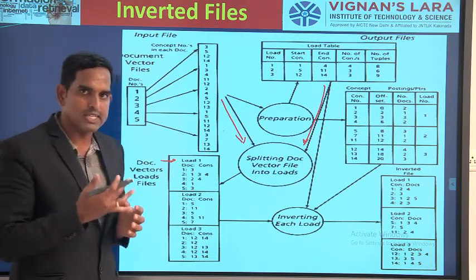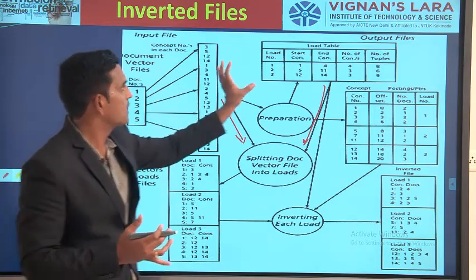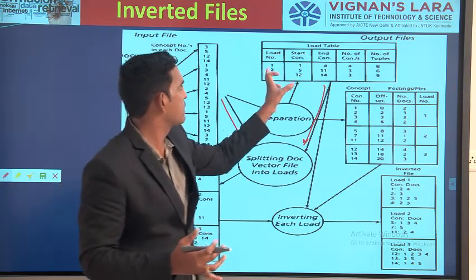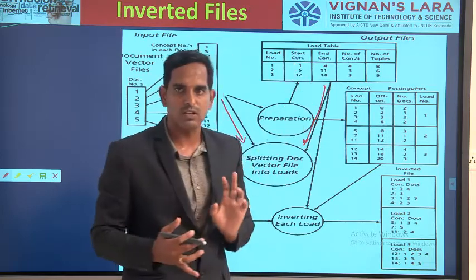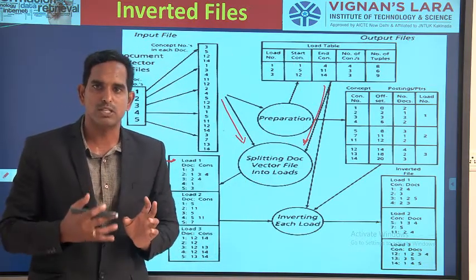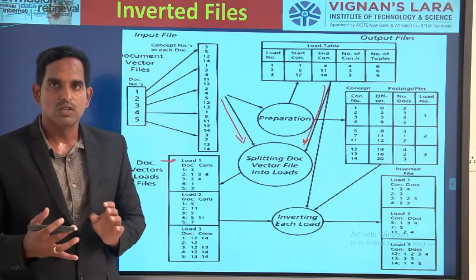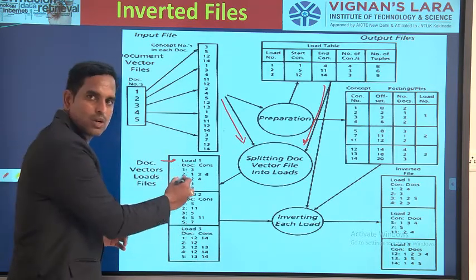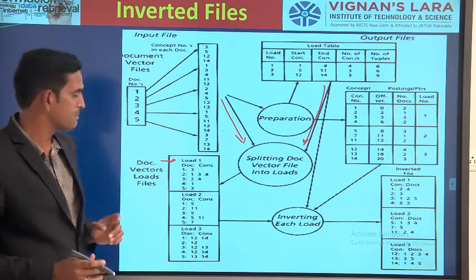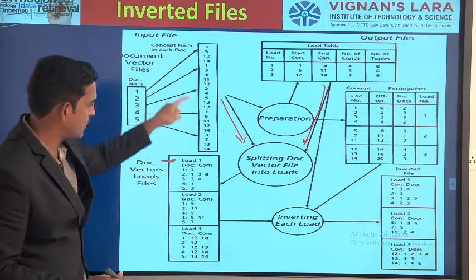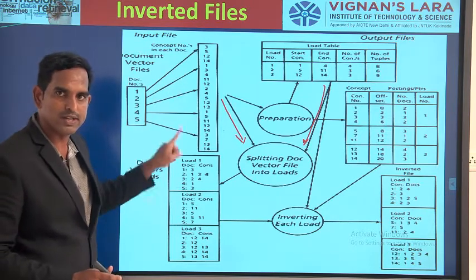So what you are basically creating here is, you have to take the load file, and the first load file will contain concepts from 1 to 4. So we have to segregate what are the places in which the particular 1 to 4 concepts are present. So I will be referring to all the documents.